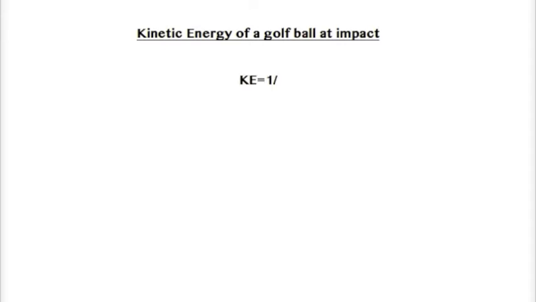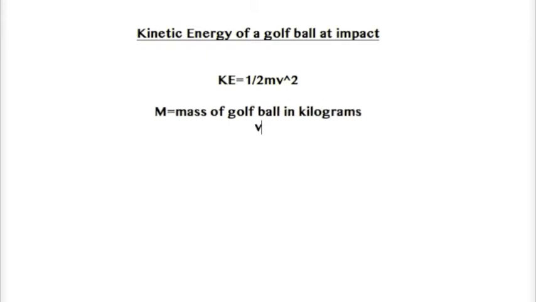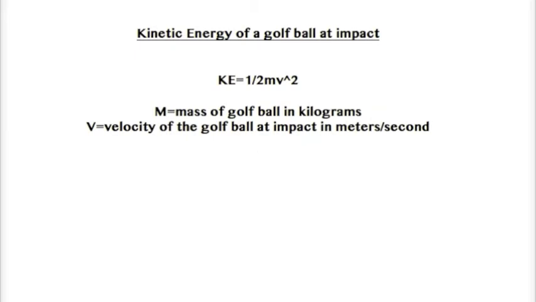After examining Brian's last swing, we decided to find the kinetic energy of the golf ball at its impact. The equation for kinetic energy is kinetic energy equals 1/2 mass times velocity squared, where m equals the mass of the golf ball in kilograms, and v equals the velocity of the golf ball at impact measured in meters per second. We used information for mass from the Titleist Golf Ball website and velocity from the launch monitor at Roger Dunn Golf Shop that examined Brian's swing.